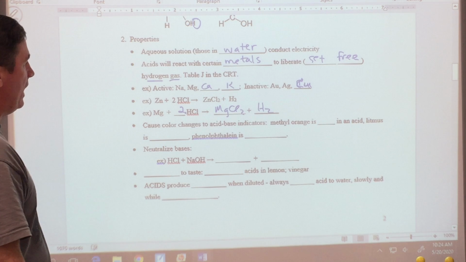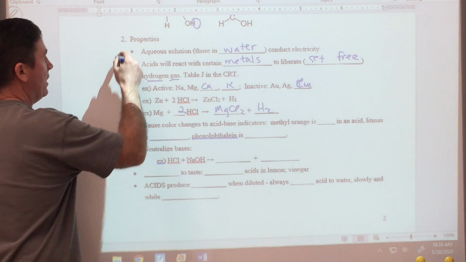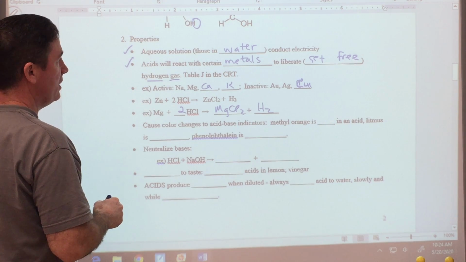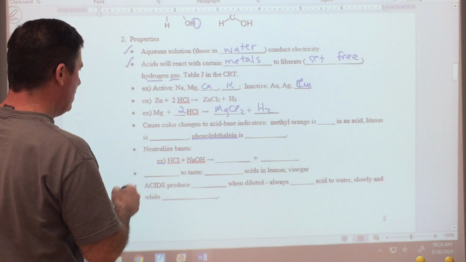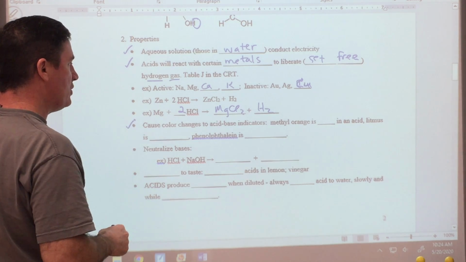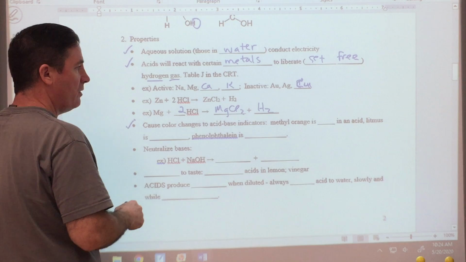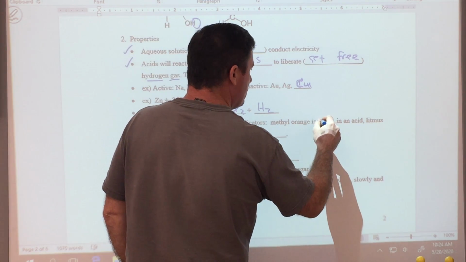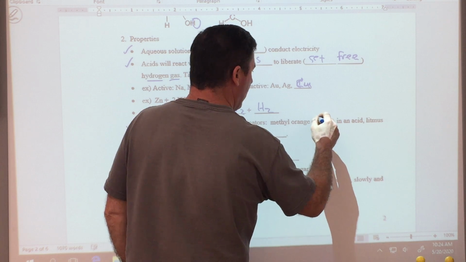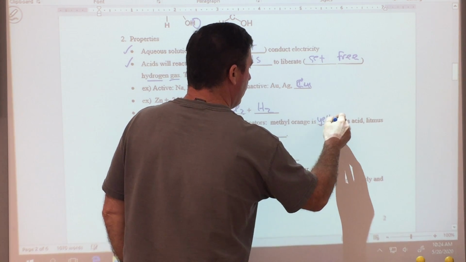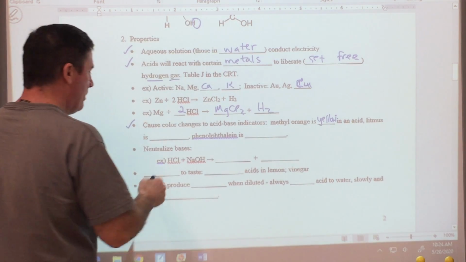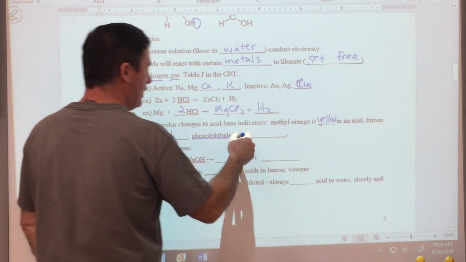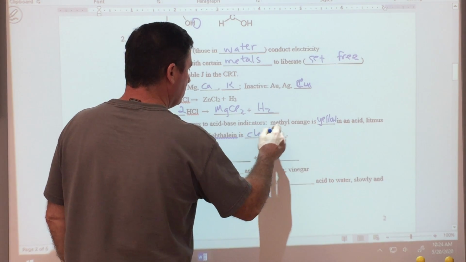So what else do acids do? Again, they conduct electricity. They'll react with certain metals to release hydrogen gas. They do cause color changes in acid-base indicators. I've got a couple listed here. Methyl orange is yellow in an acid. Litmus is red in an acid. And phenolphthalein stays clear in an acid.